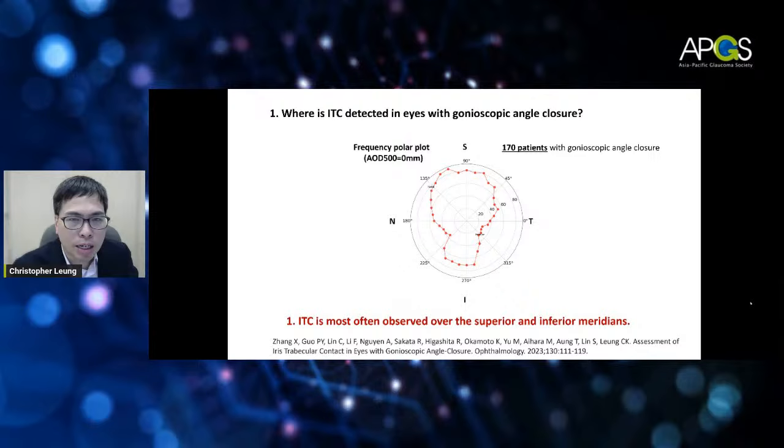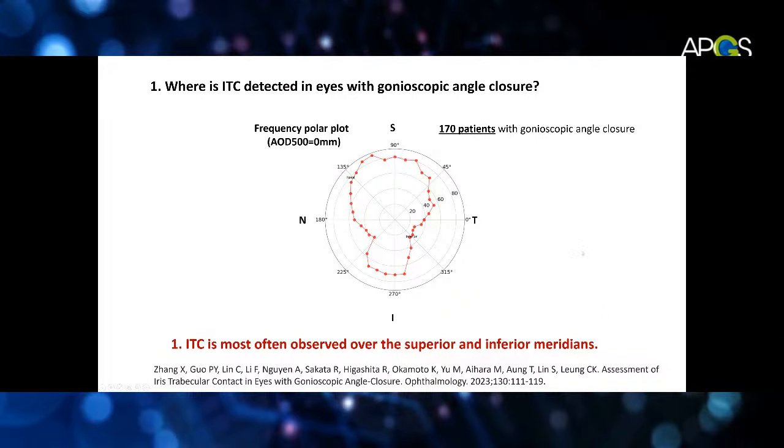What you notice here is that we are showing the frequency polar plot, and we are measuring AOD 500 equal to 0. This is the definition we adopted in the study. That means the iris is closing at the TM for about 500 micrometers. This is the definition we used in the study, and the polar plot demonstrates how often this AOD 500 equal to 0 millimeter happens.